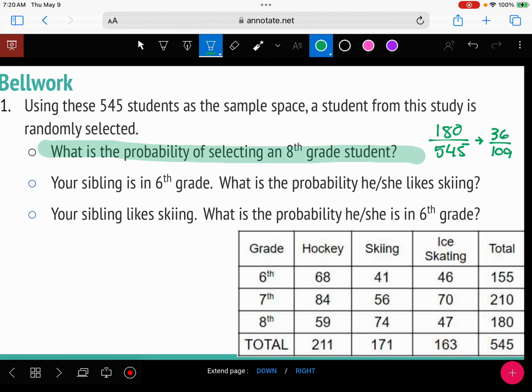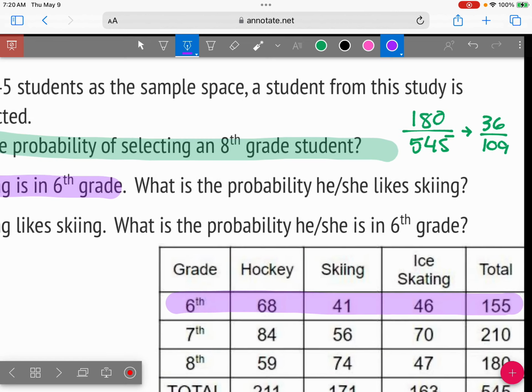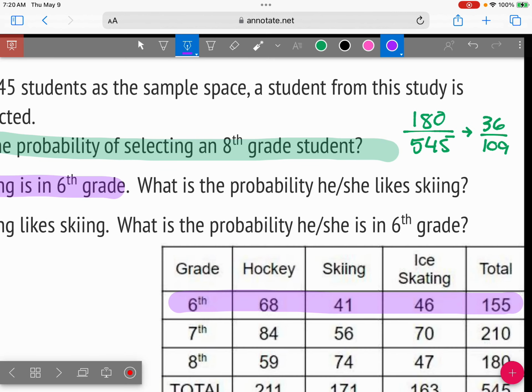So now we're going to look at 2 different conditional statements. The last 2 are 2 conditionals. This one says your sibling is in 6th grade. So we know they're in 6th grade. What is the probability they like skiing? So the number of people that like skiing is 41 out of our 155 total 6th graders.